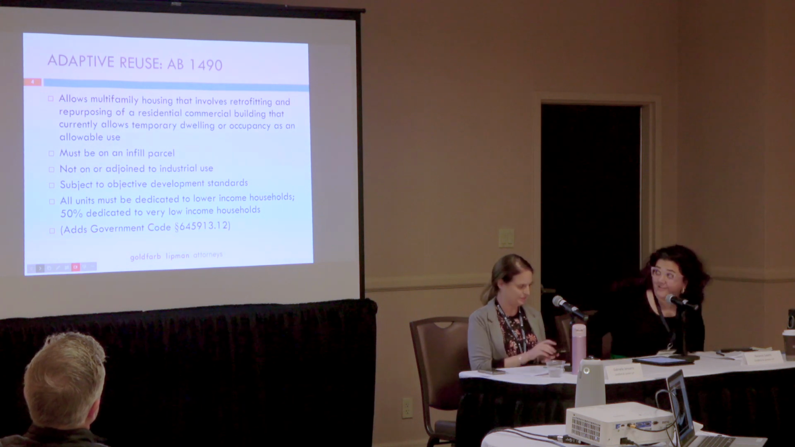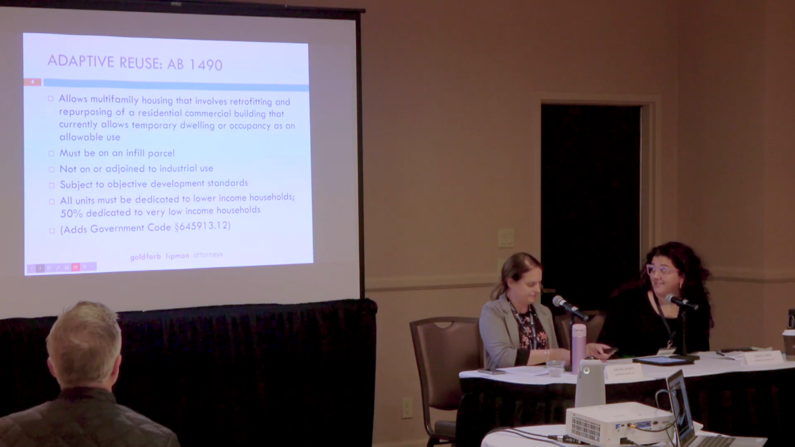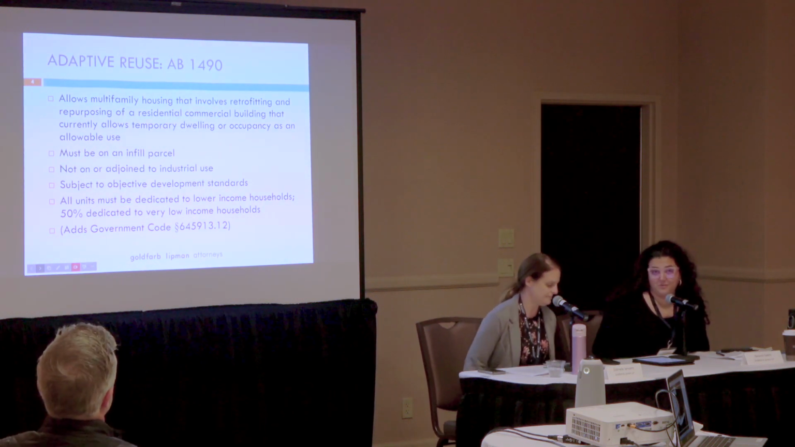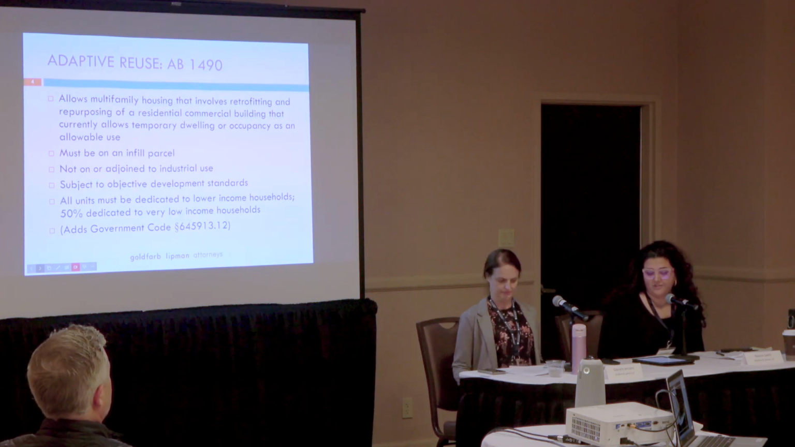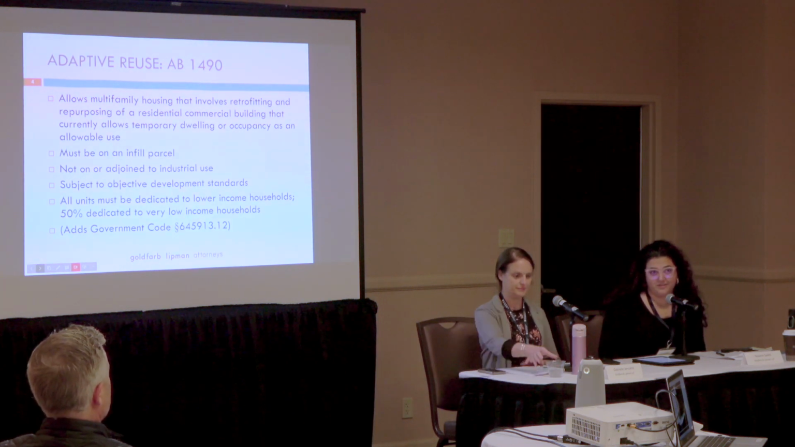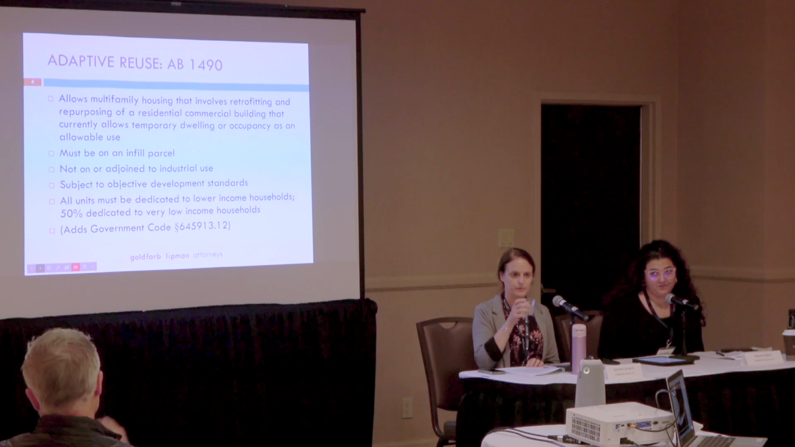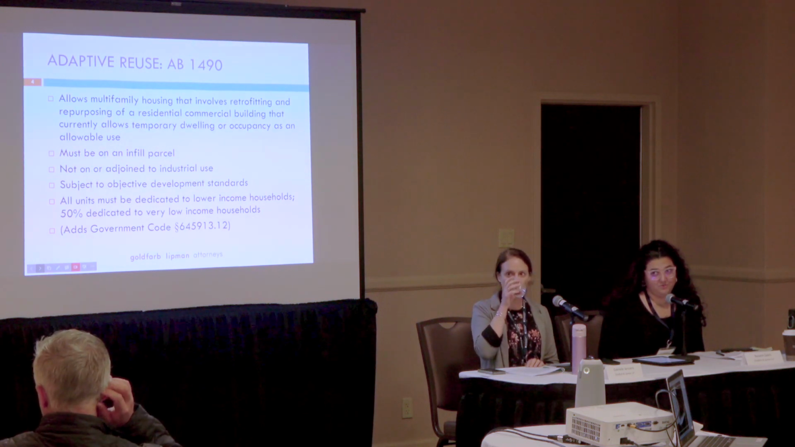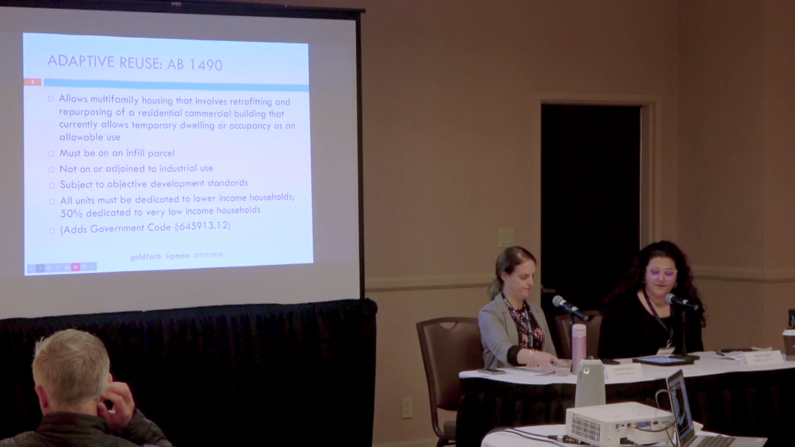Okay, we're gonna get started with AB 1490. This is a bill that provides for adaptive reuse. It's mostly intended for hotels and motels, converting them to residential use.